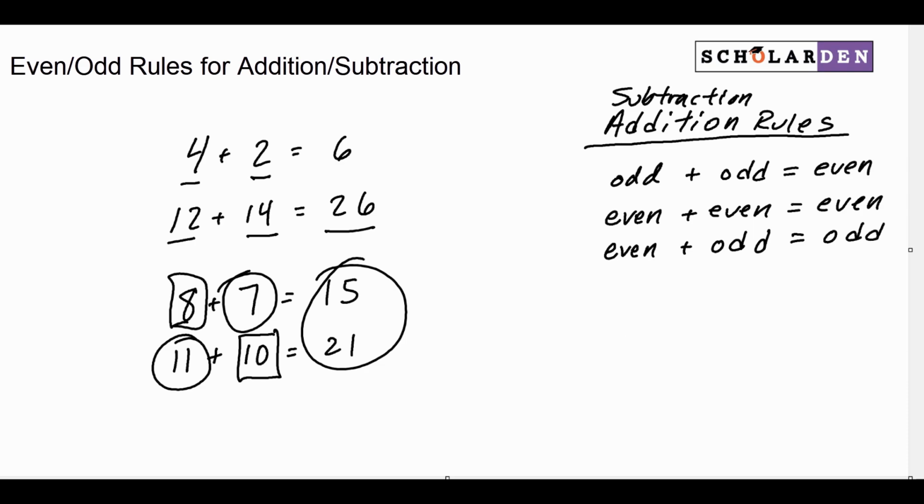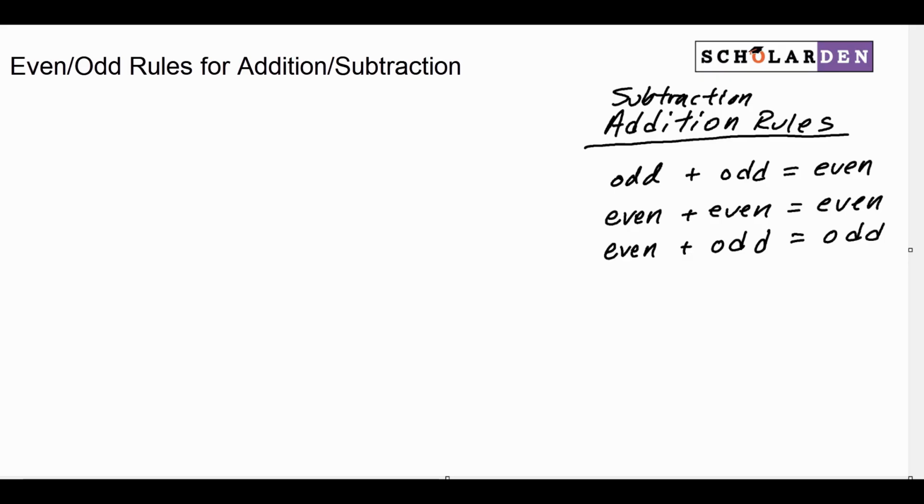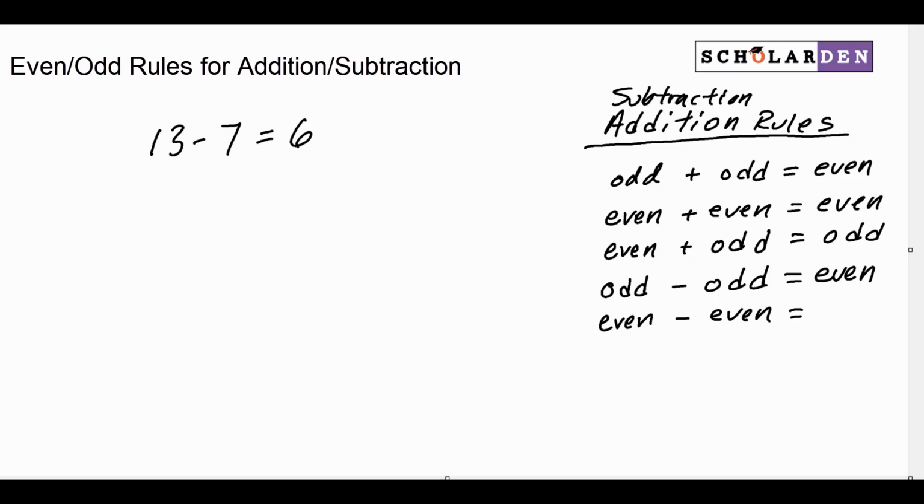Now, it turns out subtraction rules are exactly the same, except with subtraction. And I'll just do one example for these. So if we did an odd minus an odd, we expect to get an even, right? Because I told you it's the same as adding rules. So let's say 13 minus 7, yep, we get a 6. And then an even minus an even, we also always get an even number. So 22 minus 8, that's going to be 14.